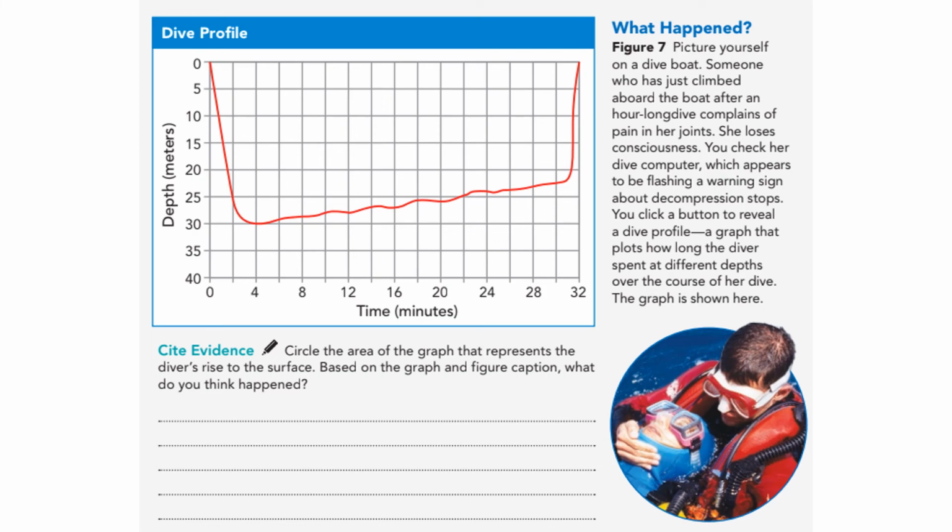Figure 7. Picture yourself on a dive boat. Someone has just climbed aboard the boat after an hour-long dive, complains of pain in her joints. She loses consciousness. You check her dive computer, which appears to be flashing a warning sign about decompression stops. You click a button to reveal a dive profile, a graph that plots how long the diver spent at different depths over the course of her dive. The graph is shown here. Circle the area of the graph that represents the diver's rise to the surface. Based on the graph and figure caption, what do you think happened?